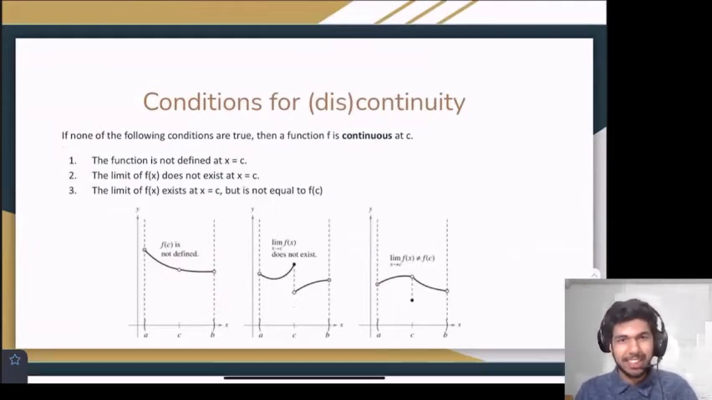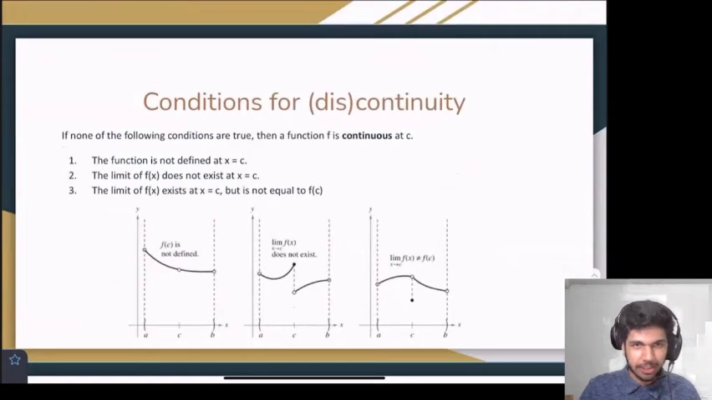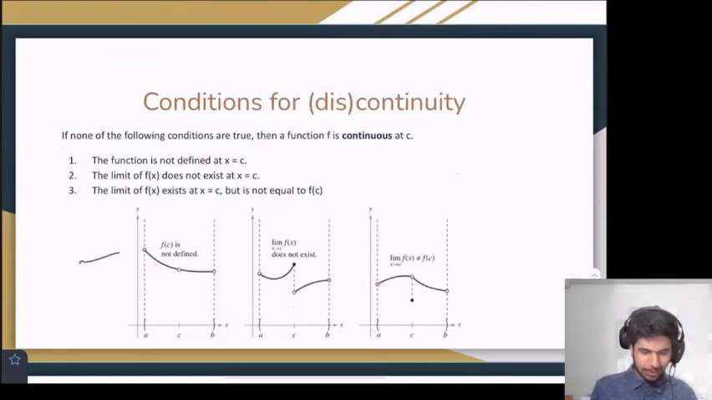So we're defining continuous based off of the non-existence of certain conditions of the function. So number 1, if the function is not defined at x equals c, then it's not continuous at c. So that's seen in this first picture here, right? There's no value at x equals c, so it's not continuous at c.